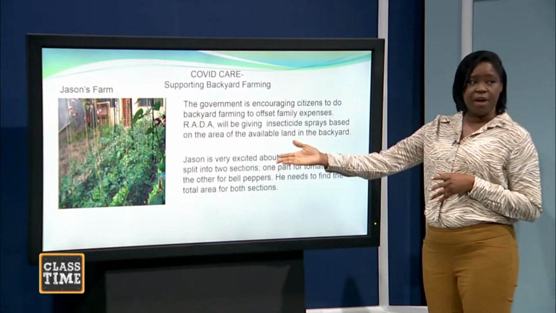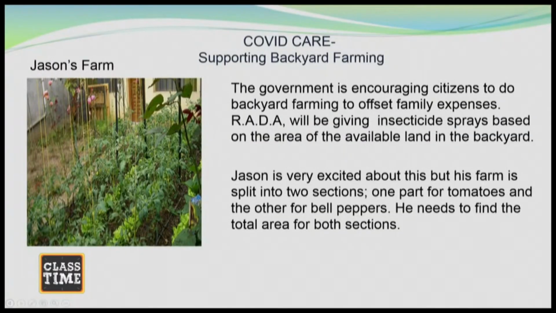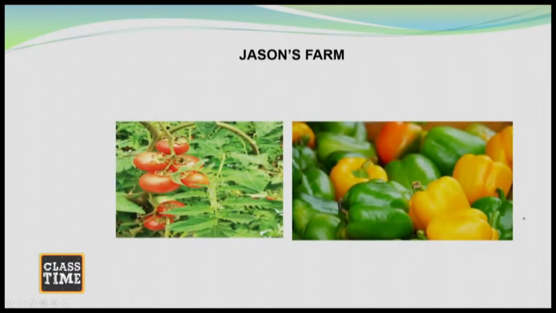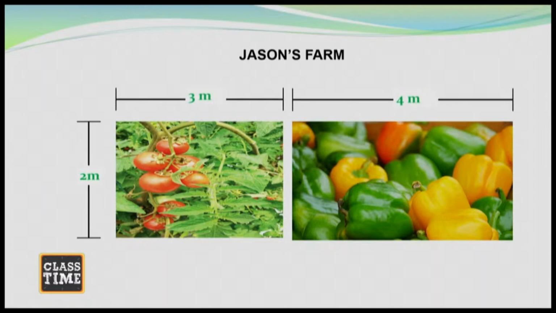Now, this is Jason's farm. His farm is split into 2 sections, one part for tomatoes and the other for bell peppers. He needs to find the total area for both sections. And this is what his farm looks like. After doing some measurement, he got the width of the tomato section to be 2 meters, the length of the tomato section 3 meters, and the length of the bell pepper section 4 meters.